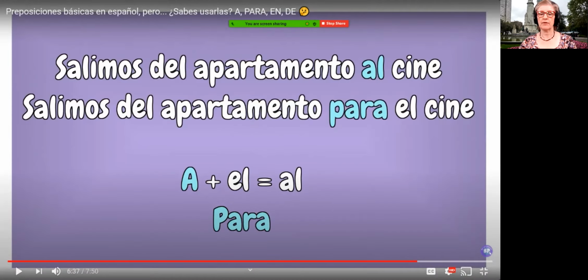Okay, I'm going to point something out. You get both the point of departure and the end point in the same sentence. Del apartamento tells where they started out. I left walking out of this thing called apartamento, but the place I headed for was cine. So al cine. They might say para el cine. Al cine is faster and shorter to say. Al cine.